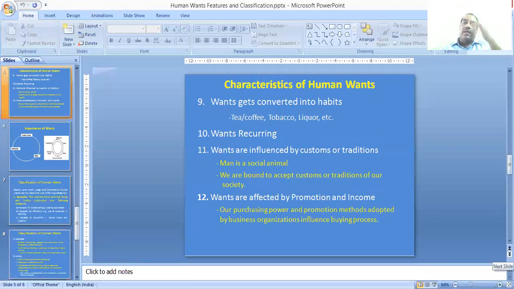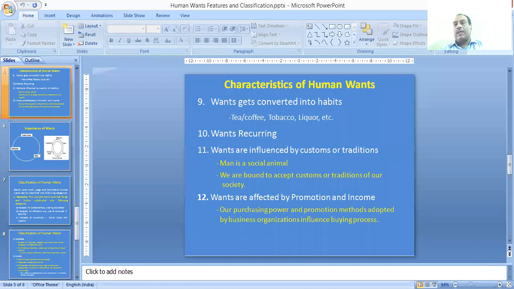Then wants get converted into habits. And we all experience this, that in due course of time, certain wants become our habit. People start smoking, consuming tobacco, liquor. Sometimes we feel the requirement of tea and coffee at a particular time. So this becomes our habit at that particular time. Your mind gives you a signal that you need a cup of coffee.